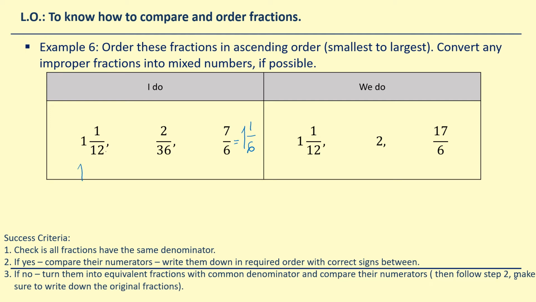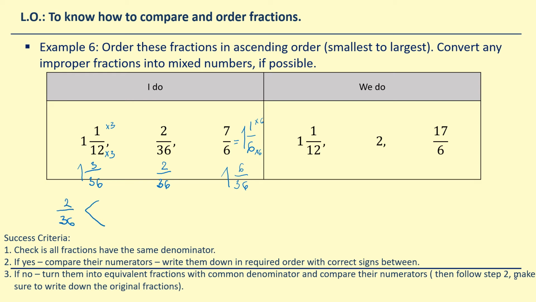So this is 1. This one needs to be times by 3, and 3 over 36. This one is already over 36, and it's not an improper fraction, so it stays the same. And this one is 1, and I need to multiply both of them by 6, so it's 6 over 36. Obviously, this one is the smallest because it's smaller than 1. The other two are bigger than 1, so this one must be the smallest. I write the original fraction, so it's 2 over 36.